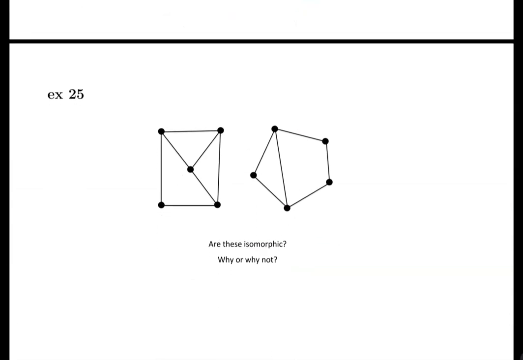Are these isomorphic? Again, take a look at the different properties. Is it possible? Here we have 2 of degree 3. Here we have 1, 2, 3, 4. No, they're not the same graph.